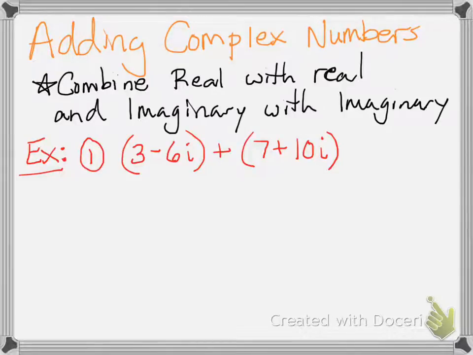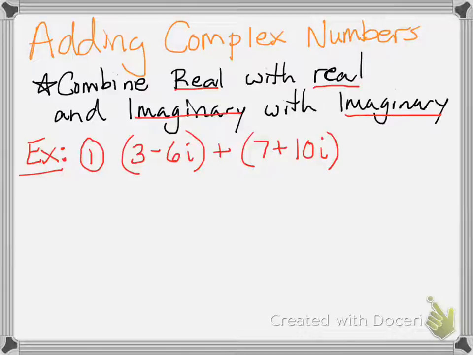Today we'll be doing a lesson on adding, subtracting, and multiplying complex numbers. And so we're going to do one example of each. The first example we'll do is adding complex numbers. And the key fact or star to remember is that we're going to combine the real with the real and the imaginary with the imaginary. Real with the real, imaginary with the imaginary.